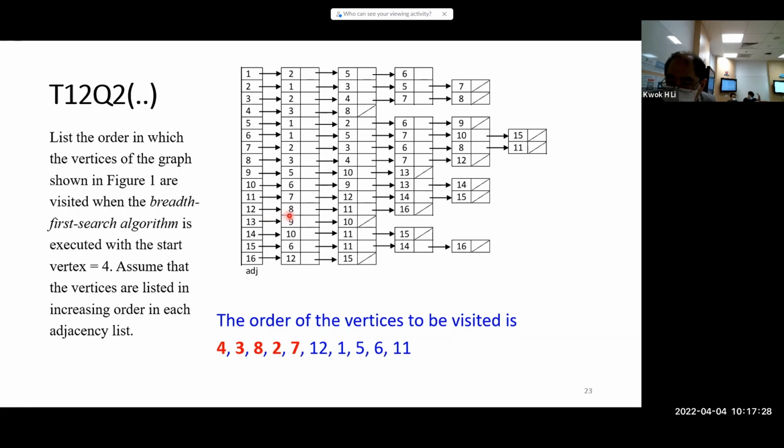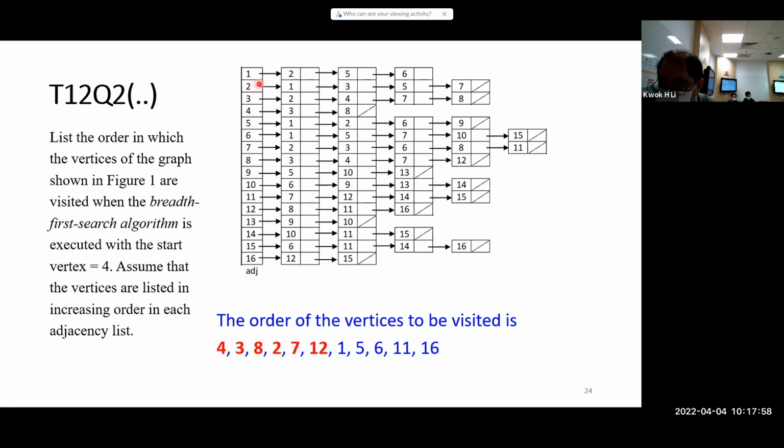12 is the next one. 8, no use, visited before. 11 visited before. 16 is new, right? 16 is new. So we put 16 inside the queue. Then we go to 16. No, we don't go to 16, we go to 1, because we are using the queue. In the queue, the active element is the front part of the queue, right? The front part of the queue is 1.